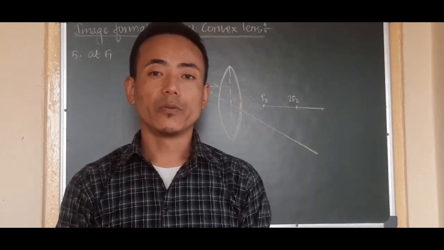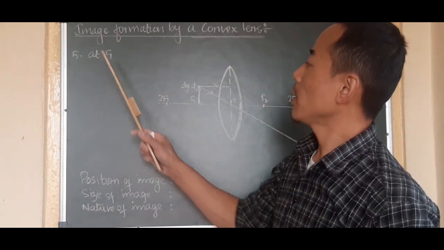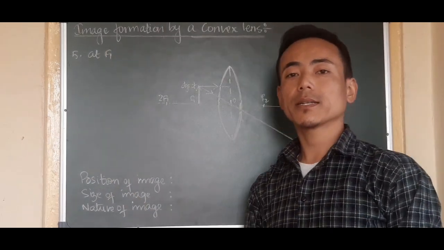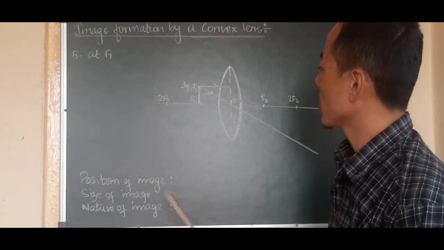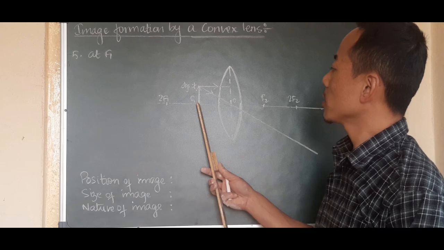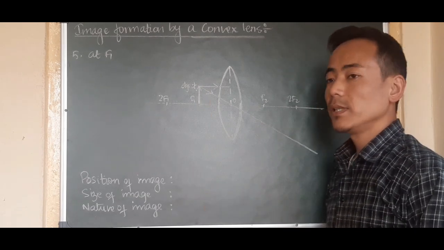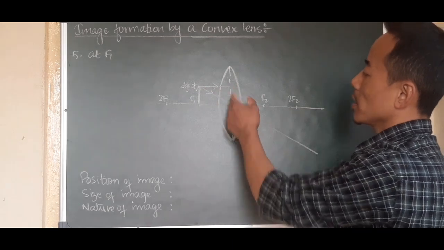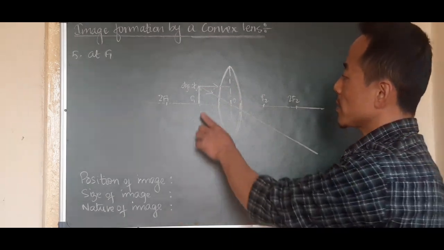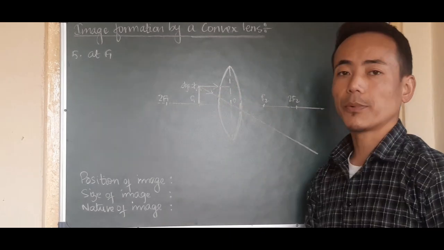Alright, so this is case number 5 where our object is given at f1. So we have to place the object exactly at the first focus. So you can see here we have the object at f1. So we need two incident rays. The first ray that we are taking is parallel with the principal axis, and the second ray we are taking is passing through the optical center.